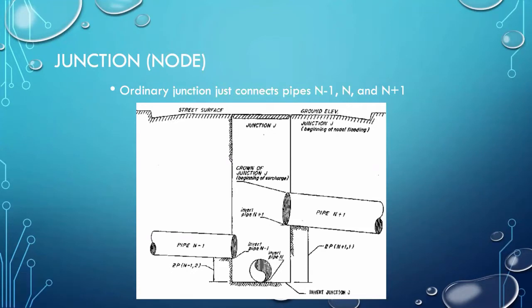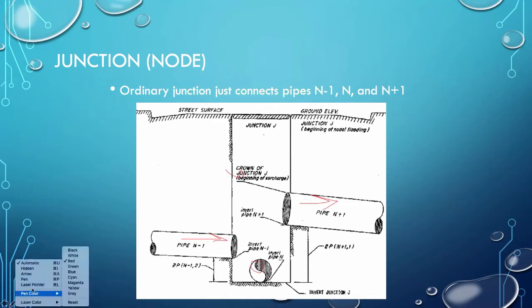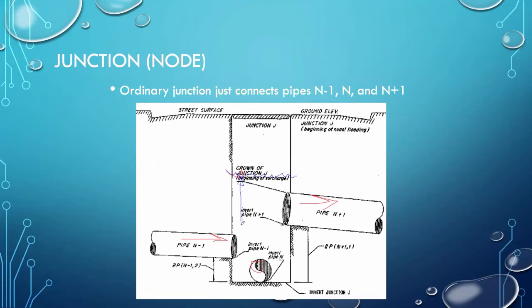Pipe n plus 1 going that way, n minus 1 coming in. So that's what an ordinary junction does. And when the program runs, it'll compute the water depth for some period of time. So let's say it's right here. It's computed this depth indicated by that blue line.